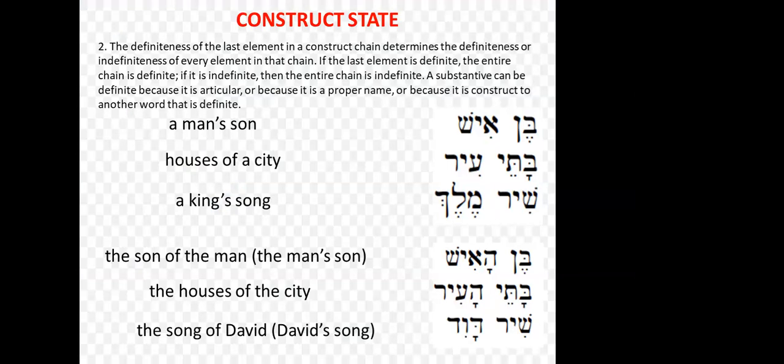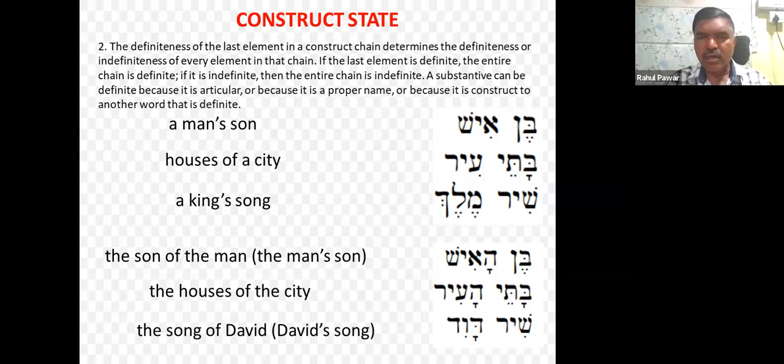Because here we see that Bate is not in the construct state, whereas Hair is in the construct state. So is there a rule like that, that if there are two nouns, the first noun is not in the construct state, whereas the second noun is always in the construct state?